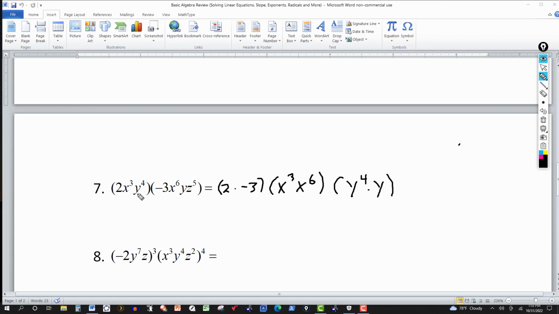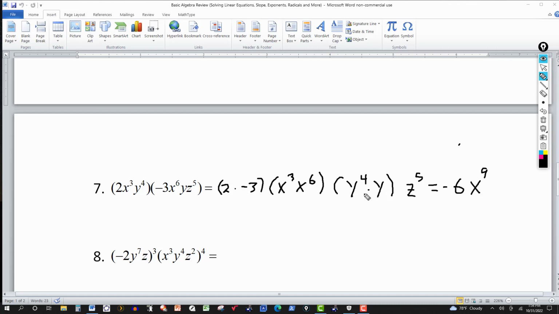The first expression doesn't have a z. The second one does, so the z to the fifth goes by itself. And remember, if the variable doesn't have an exponent, it's understood to be 1. So now we just do this. 2 times the negative 3, regular multiplication of signed numbers, that's negative 6. We've got x to the third, x to the 6th. Powers with the same base, x and x, you add the exponents, so that's x to the 9th.